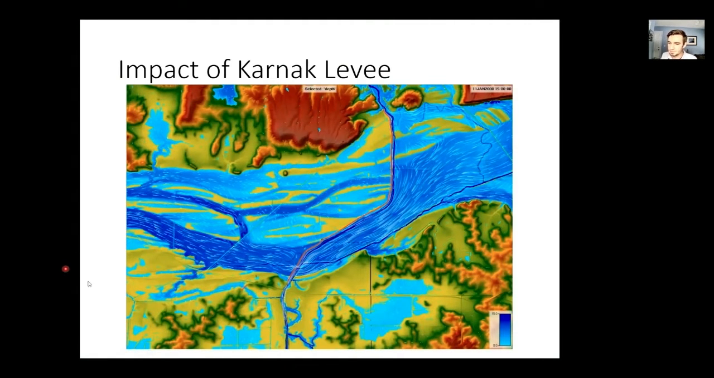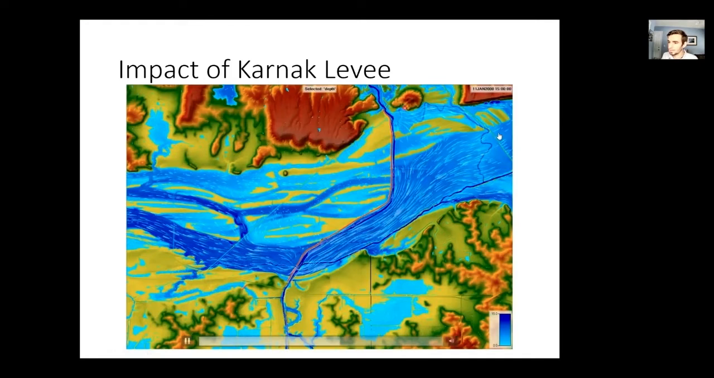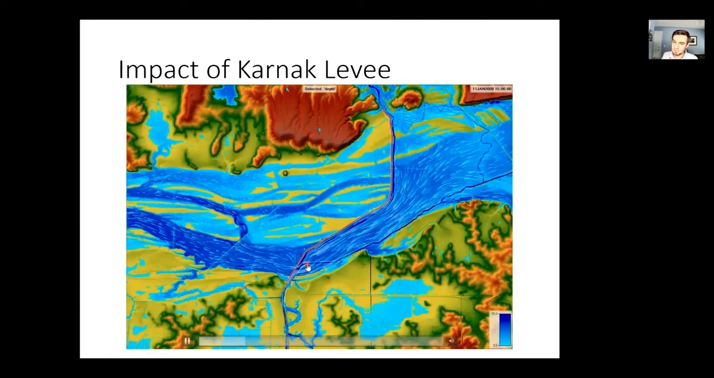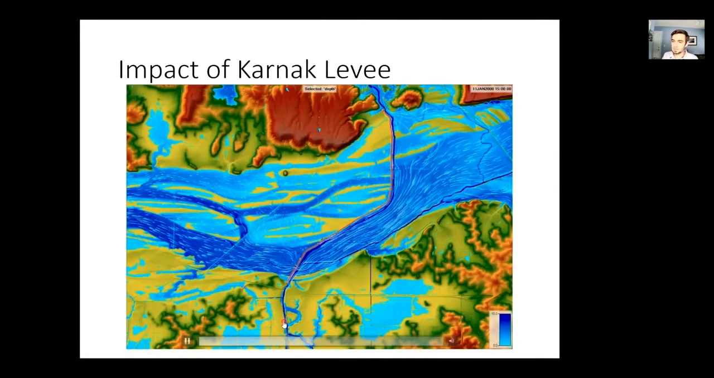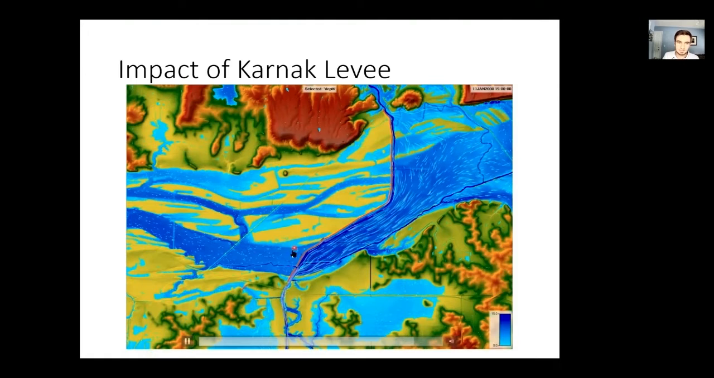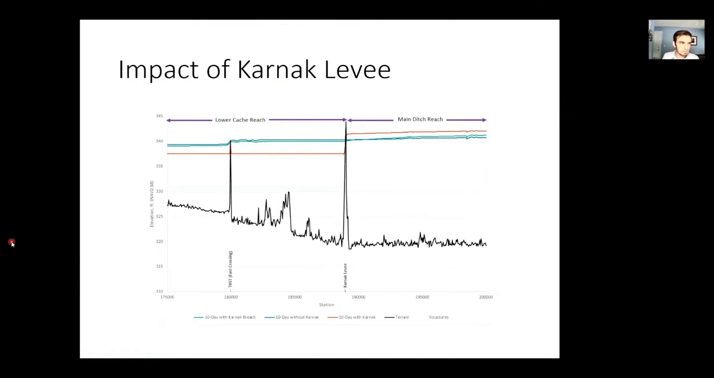If we look at the existing breach condition, now the flows from upper Cache and main ditch need to come and enter into the lower Cache only through this breached area here. So you get more flow moving through Post Creek Cutoff. And then finally, with the fully repaired condition here, all the flows from upper Cache and main ditch are forced to drain through Post Creek Cutoff, and nothing can cross into the lower Cache. So you're seeing the reduction in inundation extent on the lower Cache here because you have less flow moving into the lower Cache. So here's what the maximum flood profiles look like in this vicinity of the Karnak levee here.